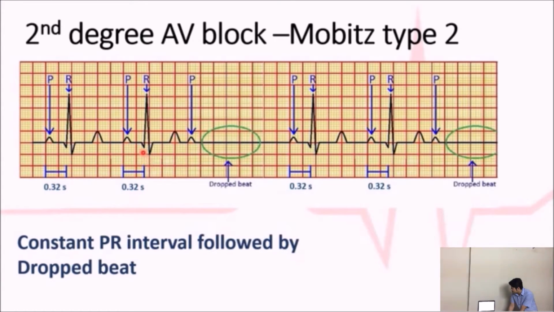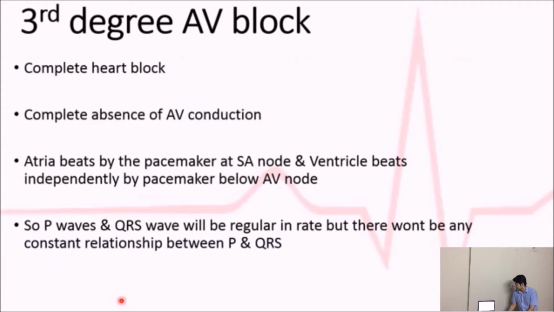Next wave the same, P to R, constant PR interval, here 0.32 second, here also the same 0.32 second or 8 small squares. If you see here the P, the QRS is dropped afterwards. So constant PR interval and dropped QRS means it's a second degree AV block Mobitz type 2. You can see here also P, QRS, the interval 0.32. P, QRS 0.32 and P followed by a dropped beat. So this is the rhythm strip for the second degree AV block Mobitz type 2, which has a constant PR interval followed by a dropped beat.